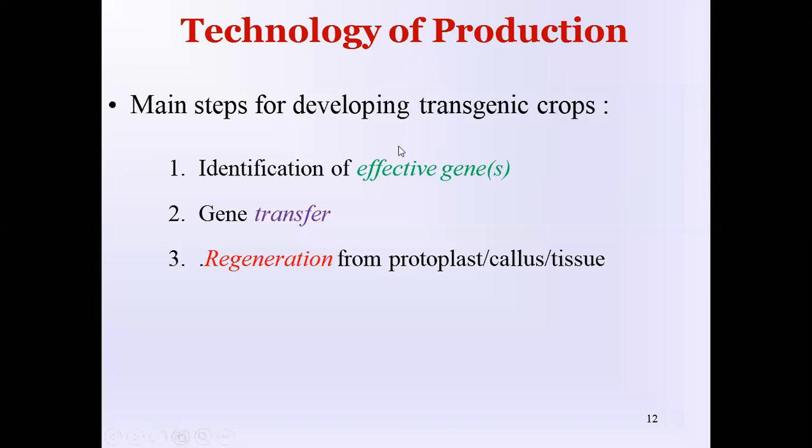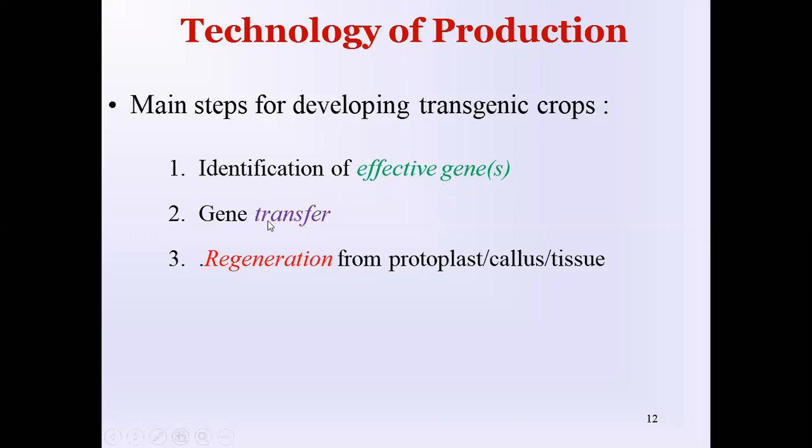We need to identify the gene, where the gene is present, what the gene is, and what we want. So we need to have our objective. The effective gene we need is to identify our problem first, and then we need to amplify that gene and have that gene. Now the gene transfer. The second step is the gene transfer into the plant.